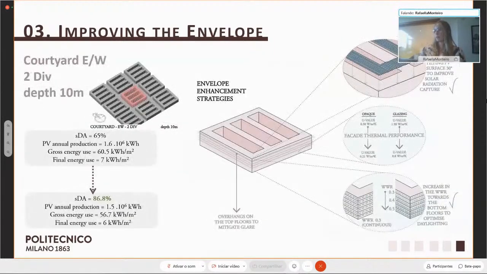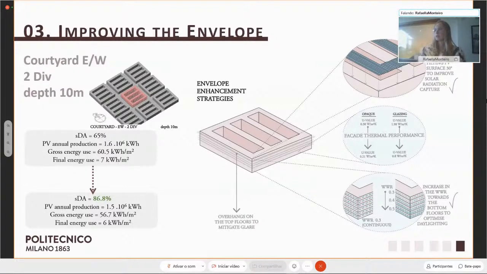Then for the case of the courtyards, some overhangs were added to mitigate glare. The PV surface was tilted 30 degrees towards the south. The facade thermal performance was improved both in opaque and glazing. And the WWR was changed according to the floor, from top to bottom. And the openings were redistributed as well.